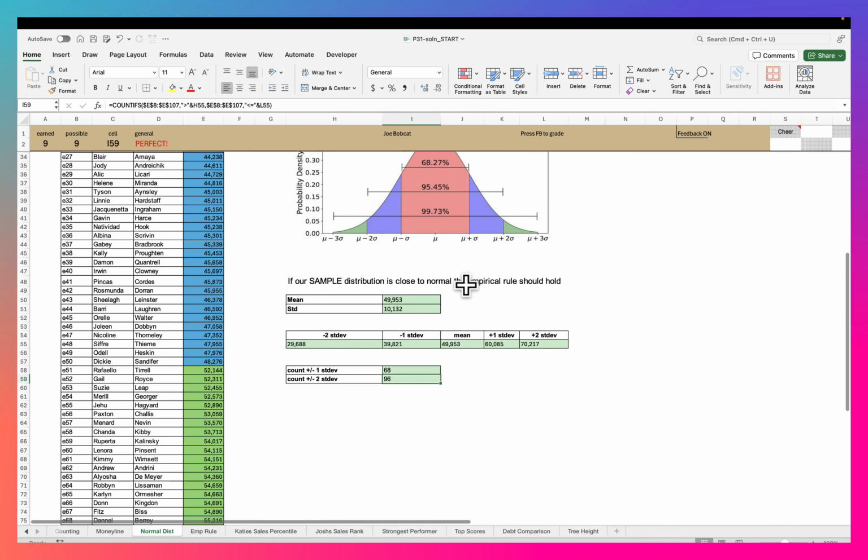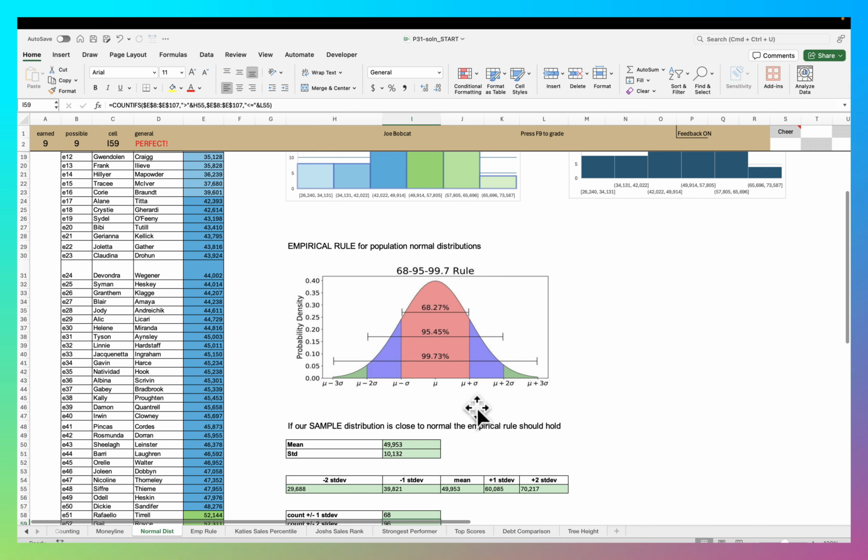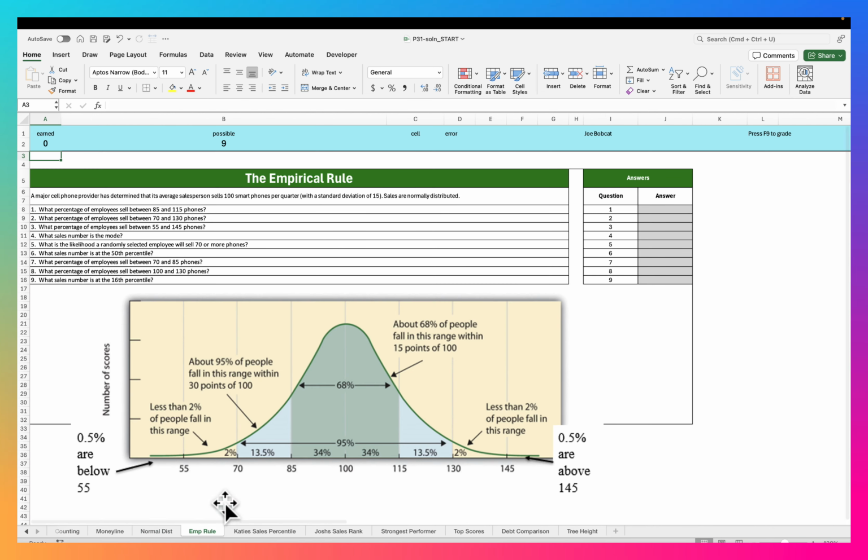So is 96 95.45? No, but it's awfully close, right? So the empirical rule seems to hold. This data, which is not perfectly normal, is behaving as though it's normal, at least as far as following the empirical rule. So that's really cool. This empirical rule is so important that we have a couple more exercises on it.